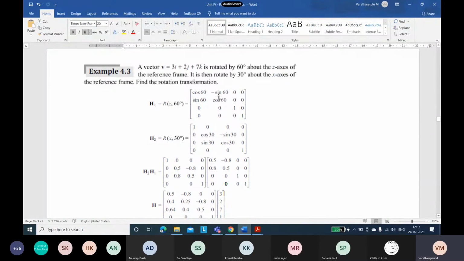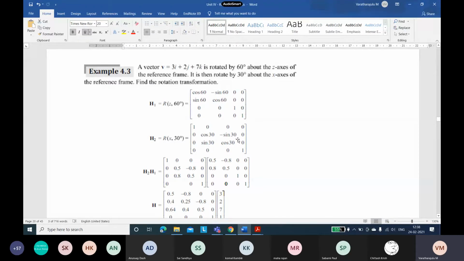of the reference frame. We need to be very conscious and aware that the 60 degree rotation about the z-axis is about the reference frame, and it is then rotated by 30 degrees about the x-axis. It is also from the reference frame. What we usually do is take this as H, the rotation transformation matrix, R of x, theta. That is our rotation transformation matrix.